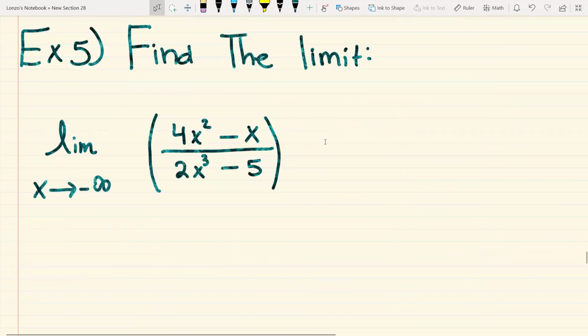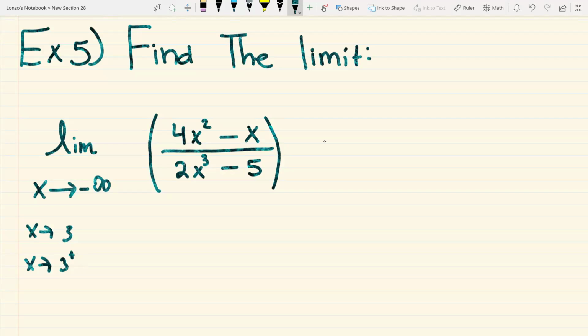Okay, so the limit as x approaches -infinity of the rational function 4x squared minus x all over 2x cubed minus 5. Now, if you look at our x value, it's a little strange. Our x value says negative infinity. We're used to having x equals 3 or a one-sided limit of 3 to the right, right? We haven't learned about negative infinity, but it's okay because what kind of graph is this?